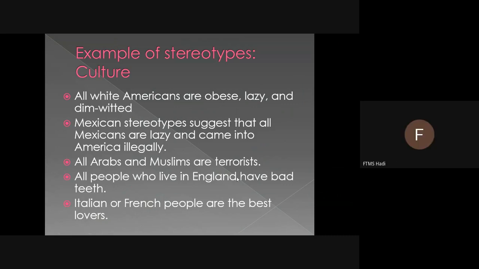Oh, right. Stereotypes, isn't it? Because they make an impression or judgment that, oh, you see that Arab guy, it might be a terrorist or something because of what Osama bin Laden did. But it's not true. All people who live in England have bad teeth. I don't know about this. Okay, because people make perceptions.